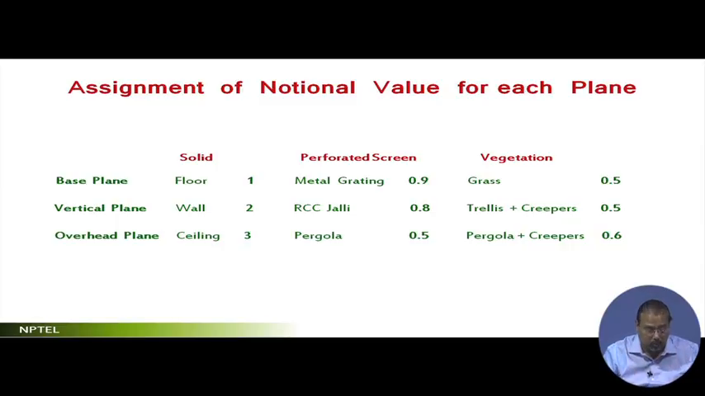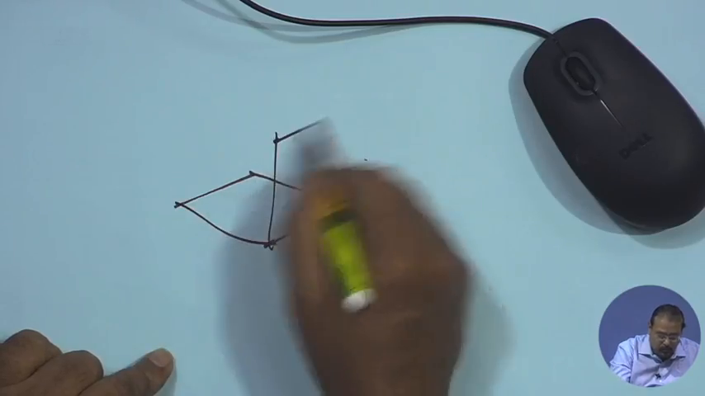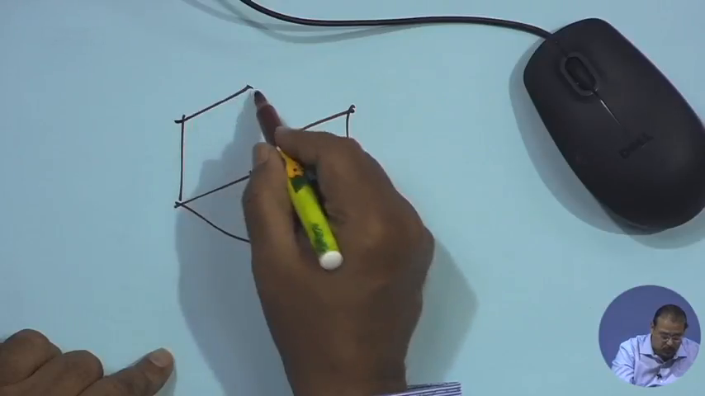But have you noticed one thing, that here I am saying there is a space. The space has how many edges, surfaces?